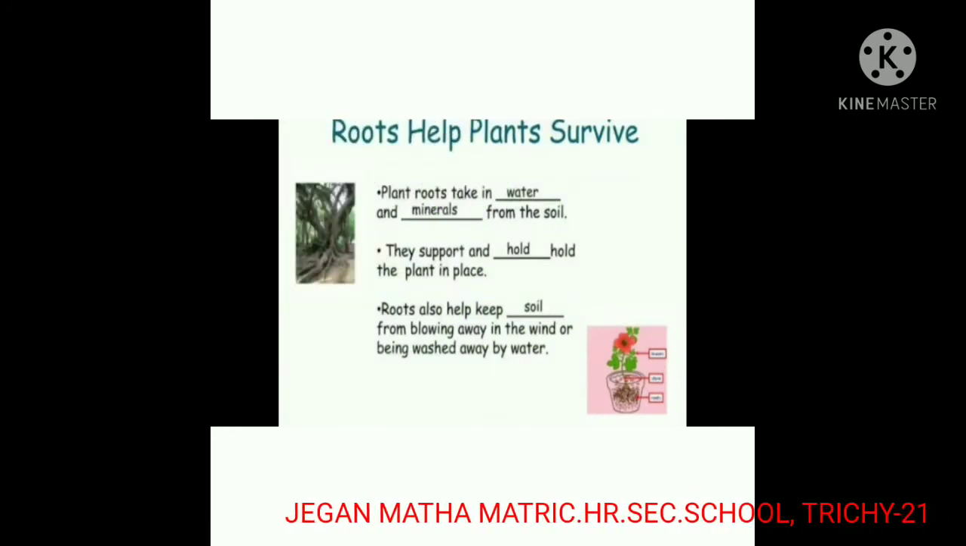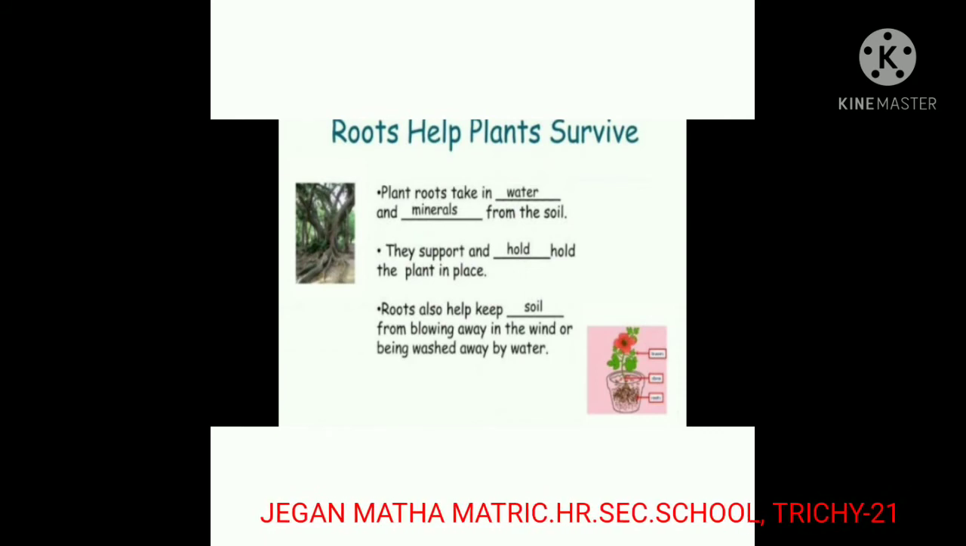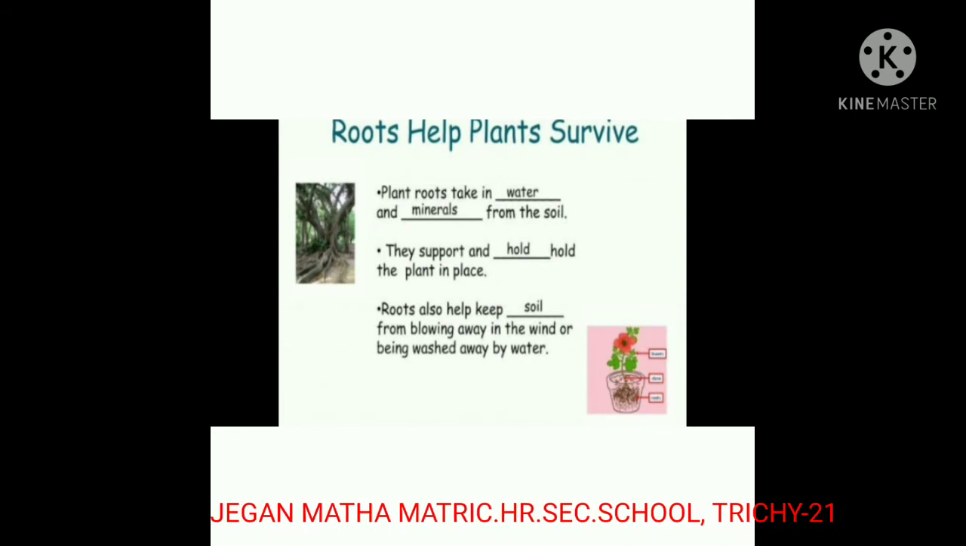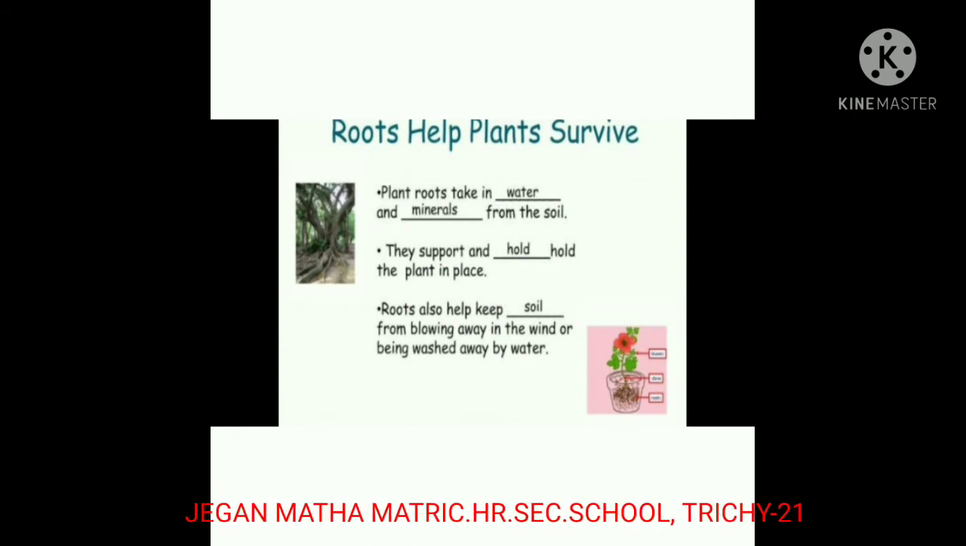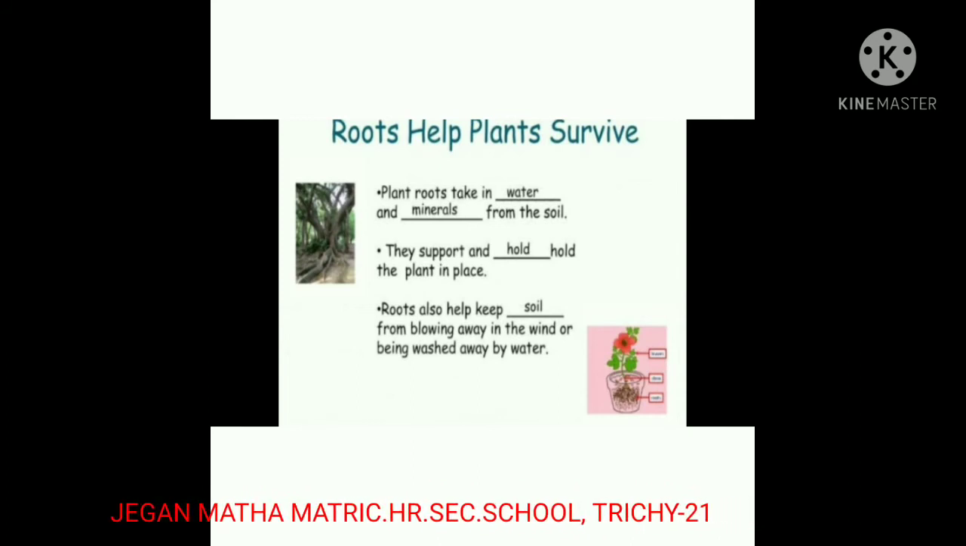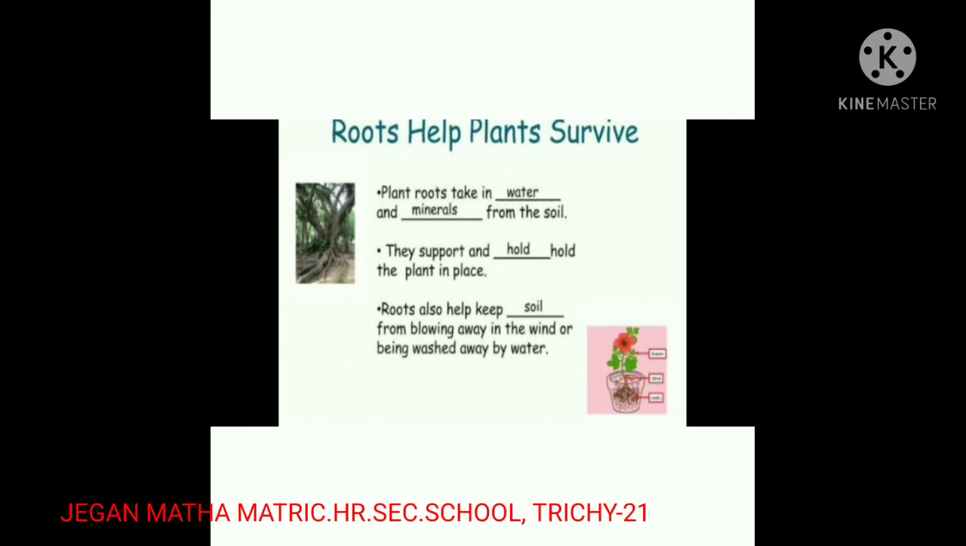Roots help plants survive. Plant roots take in water and minerals from the soil. They support and hold the plant in place. Roots also help keep the soil from blowing away in the wind or being washed away by water.